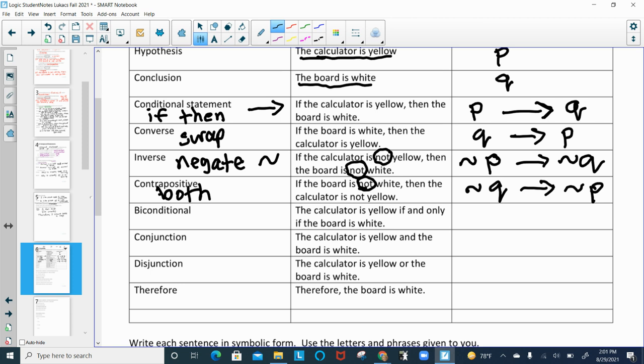Now for a biconditional, we're going to use this. See how the arrow looks like the symbol for a line, whereas this one looks like the symbol for an arrow. But we're still going to put that in the middle, just like we do the if and only if. And then we're going to say the calculator is yellow, that's P, if and only if the board is white, Q.